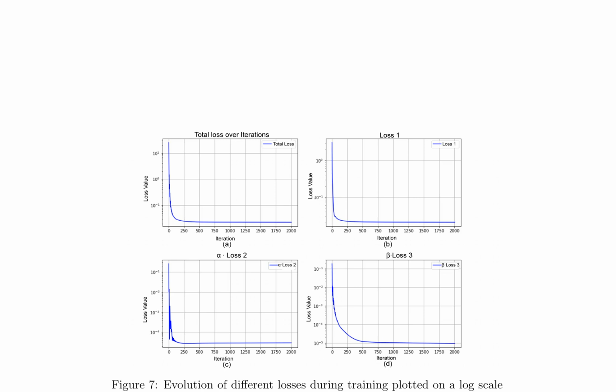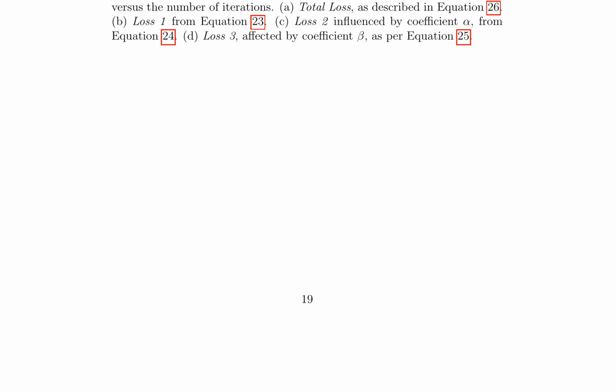The figure illustrates the evolution of different losses during training, plotted on a log scale against the number of iterations. It shows the dynamics of 4 losses: total loss, loss 1, loss 2, and loss 3. Each loss corresponds to a specific equation in the paper: equation 26 for total loss, equation 23 for loss 1, equation 24 for loss 2, and equation 25 for loss 3. This visualization provides insight into how these losses change throughout the training process, highlighting the impact of coefficients alpha and beta on loss 2 and loss 3, respectively.